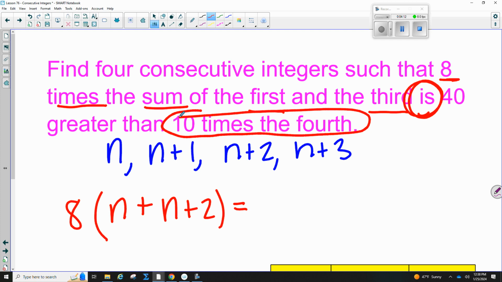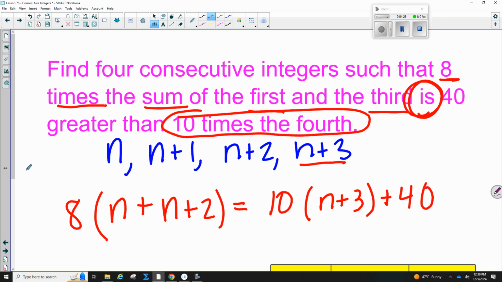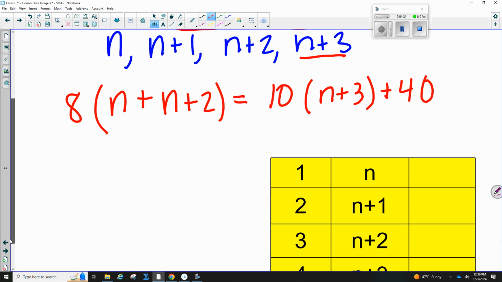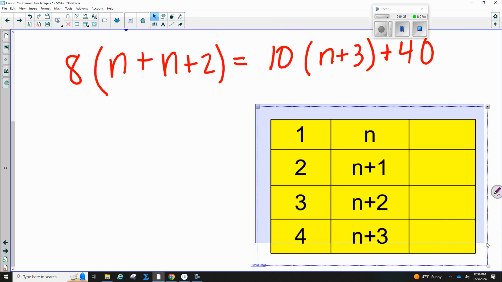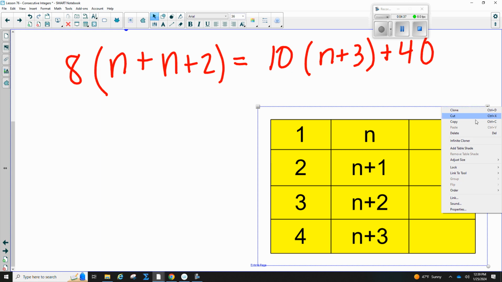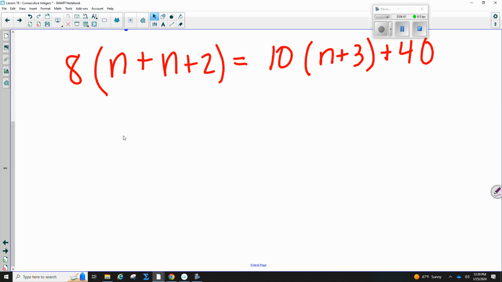All right, so how do I do 10 times the fourth? Good. Okay, that's 10 times the fourth number, which is n plus 3. All right, and then the plus 40 has to go after that. So it's 40 greater than 10 times the fourth. Again, I would not do this big chart thing. That takes up a lot of space, okay? At the end, we'll just, whoa, is everyone okay? All right, now let's solve.